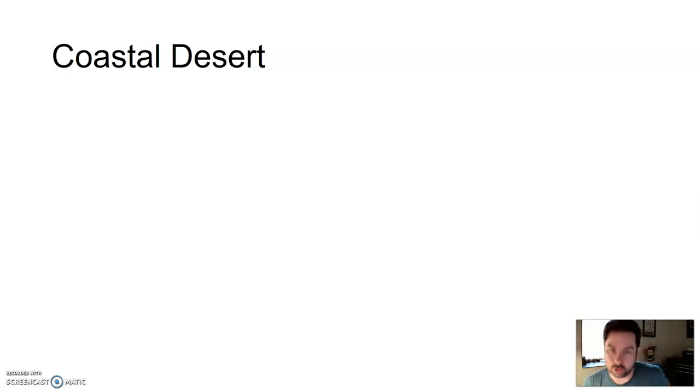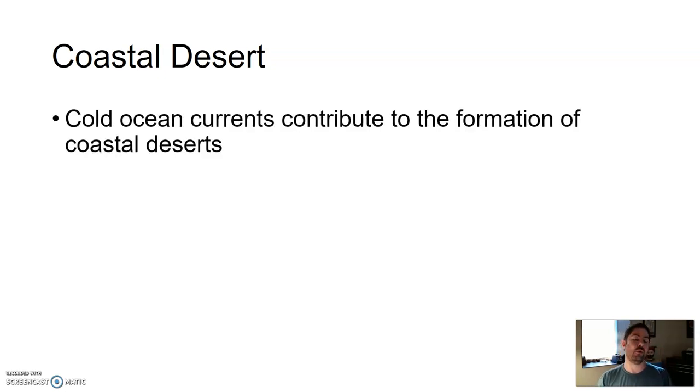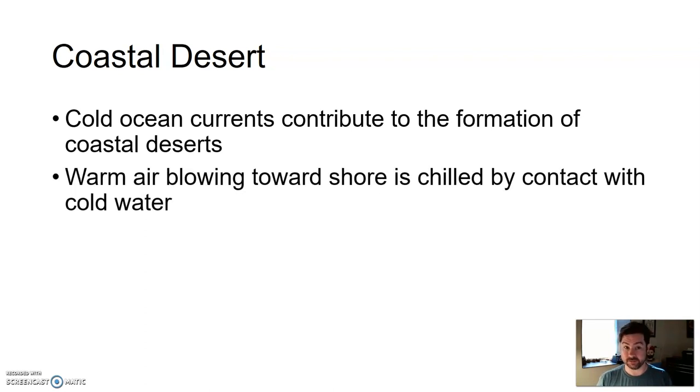And then we have coastal deserts. Coastal deserts are only found on the coast. If a desert is only located on the coast, good chances it's a coastal desert. Cold ocean currents are what contribute to the formation of coastal deserts. See, all of this has to do with water. Hence, it's in this last part of the semester when we're talking about water.